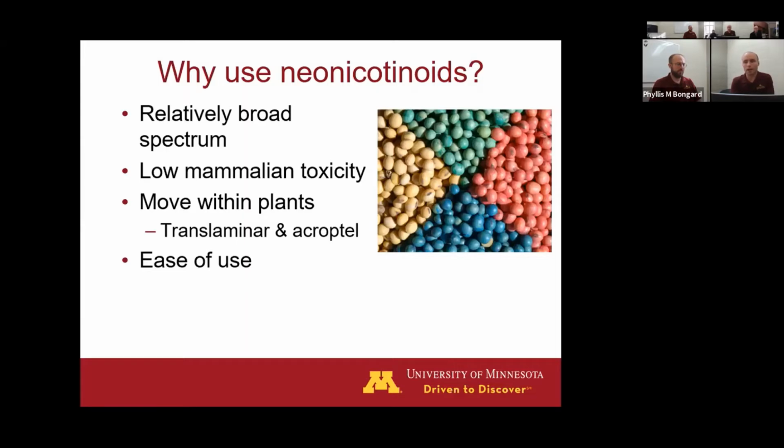So why are we using these neonicotinoid insecticides either as seed applied treatments or foliar treatments? I think the first reason is their relatively broad spectrum. They can kill multiple types of pests, and they do so very effectively. On the flip side, they have very low mammalian toxicity, meaning they're fairly safe to mammals, including humans. And that's one of the main reasons that these insecticides were considered reduced risk insecticides earlier on, as opposed to the organophosphates and pyrethroids, which have much higher levels of mammalian toxicity.